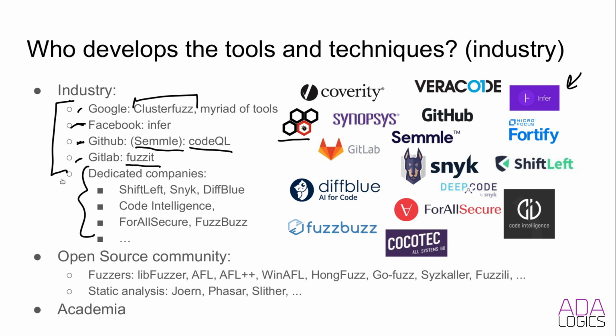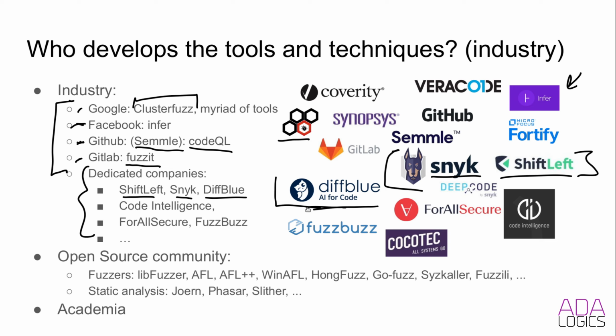For example, we have ShiftLeft, Snyk, and Diffblue that you see here, and all of these offer various techniques and tools for automating analysis of software. And I believe all of these are, in fact, static analysis tools, with Diffblue being kind of a mix, because their static analysis is used to automate the creation of unit tests. So therefore, they kind of use static analysis to automate the execution of dynamic analysis.